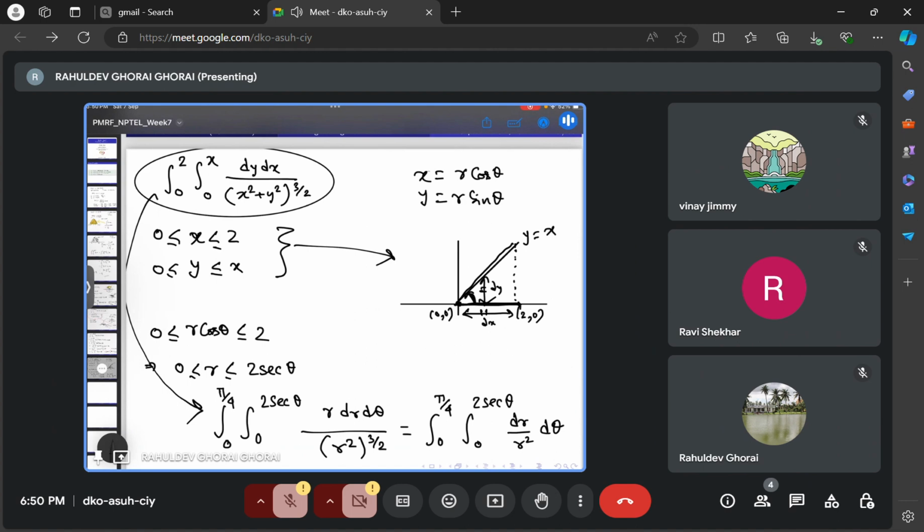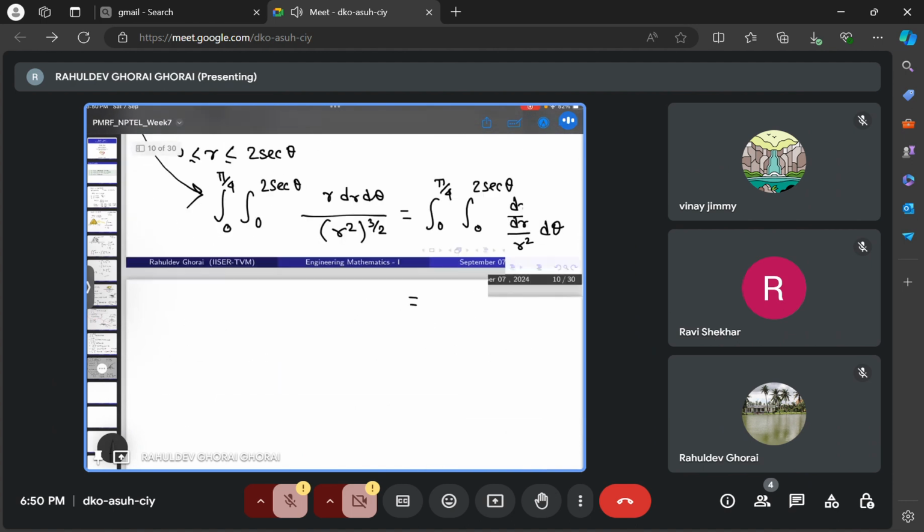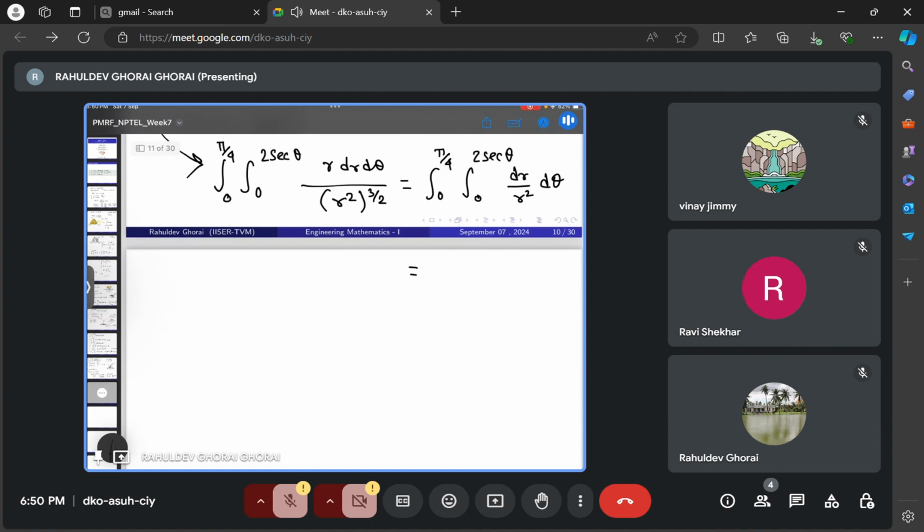Okay, so let's do another question here. First of all, you can evaluate this, it is not a problem. You can evaluate it easily. So what will be the answer? Try to find out. Let's do it also. So 0 to pi by 4, and its integration will be minus 1 over r. Oh, let's see.